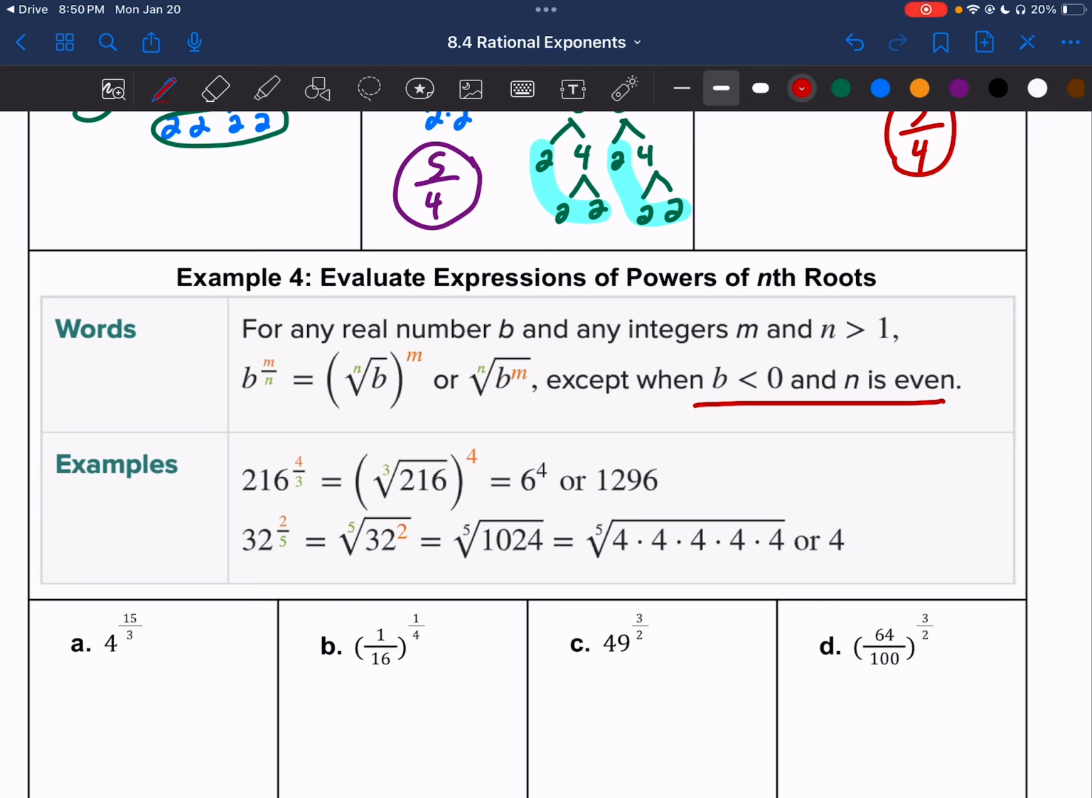So we have a couple examples there, and we see that the 216 to the 4/3 would be the third root of 216 to the 4th, or 6 to the 4th, or 1296. And then you have another way of writing it where you've got 32 squared. 32 squared becomes 1024, which is 4 times 4 times 4 times 4. And when you take the fifth root of that, it's just 4. So let's do a little work with this.